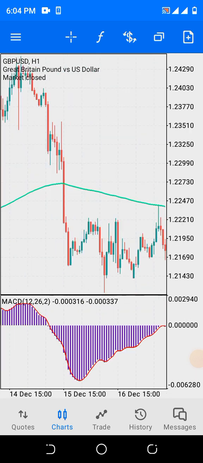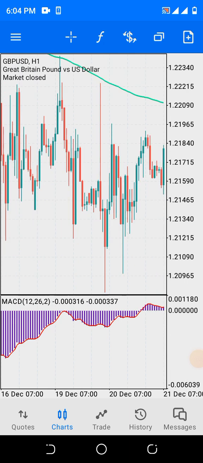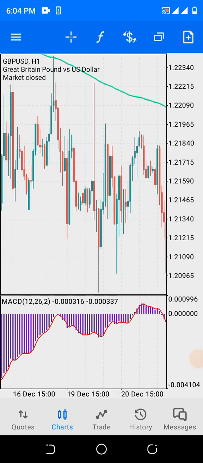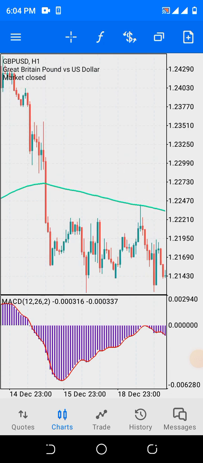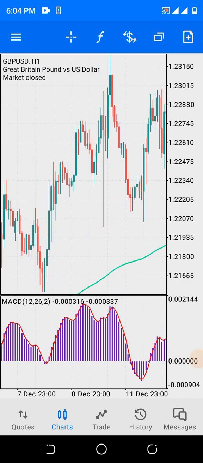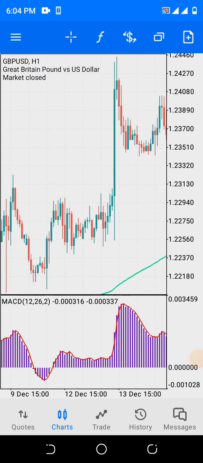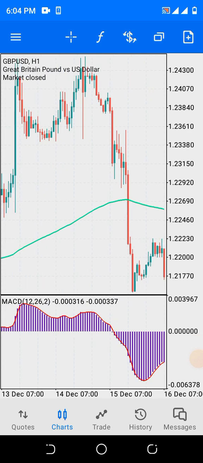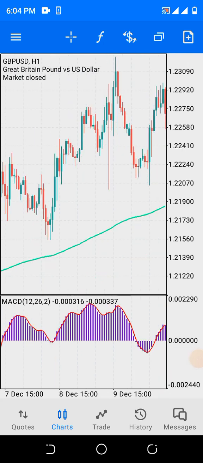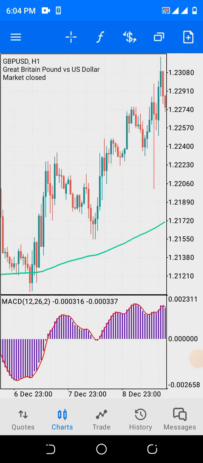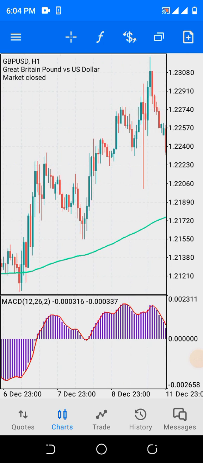Now when the candlesticks are below the moving average, we focus on sell only. When the candlesticks are above the moving average, we focus on buy entries. Now the question is, when the market is above the moving average, where should our entry be? How do we make our entry? When the candlesticks are above the moving average, that is a bullish trend, so we need to buy.